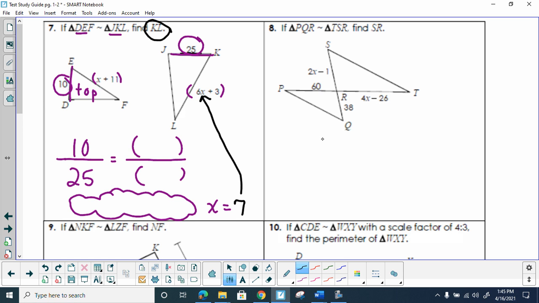Okay, number 8, same thing. You're going to solve for x, but you will have to plug it back in to find SR. Okay, so let's find our corresponding parts. If I start with 60 as one of my numbers, PR, let's see, that's the first and last letters. So the other triangle, T and R, those are the first and last letters. So that means 4x minus 26 has to go with the 60.